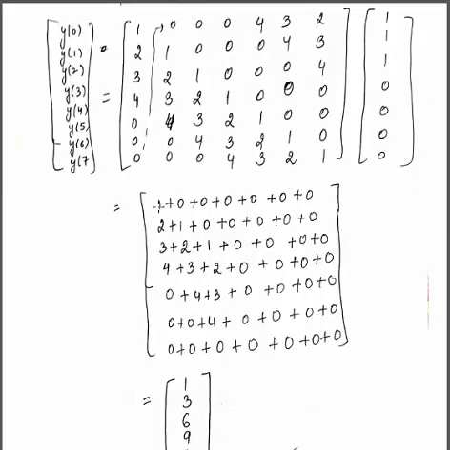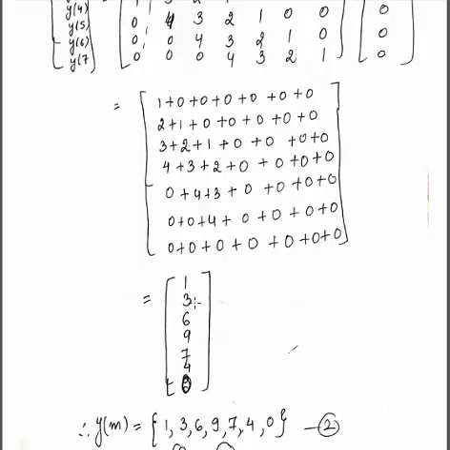Now multiply each row and column. First is 1 plus 0 plus 0 plus 0 plus 0 plus 0 plus 0. In a similar way we write 2 plus 1, then the rest all 0, then 3 plus 2 plus 1, rest all 0, and so on till the end.